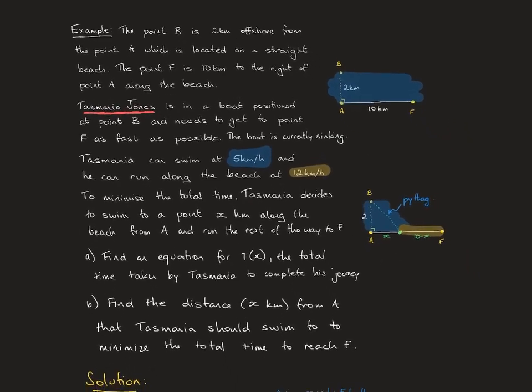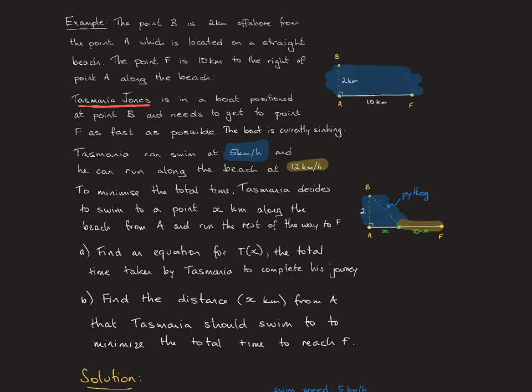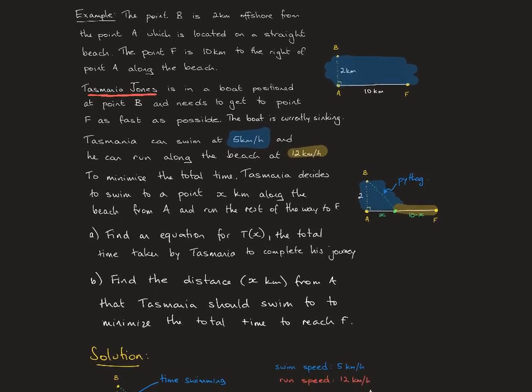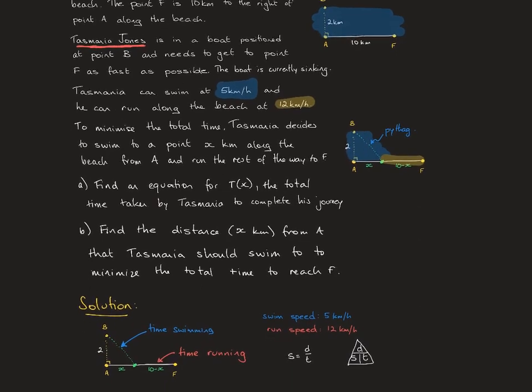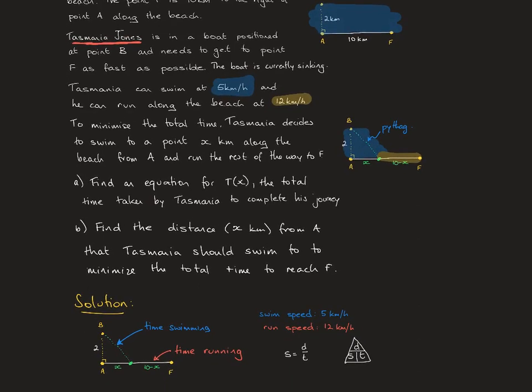You can see the question continues on. Find the distance x that he should swim to minimise the time. All the same deal, same sort of question. You'll see this over and over through the questions that you work through.